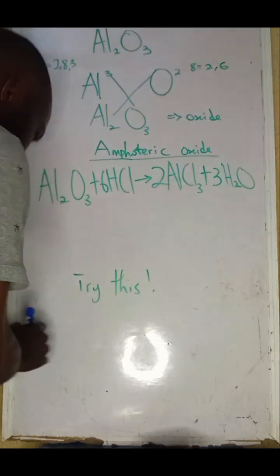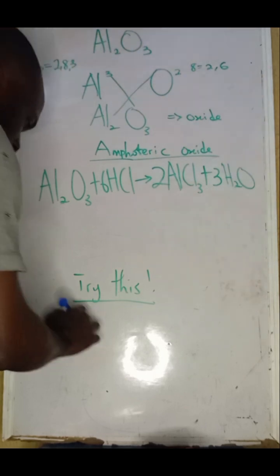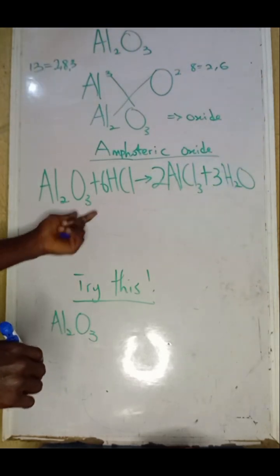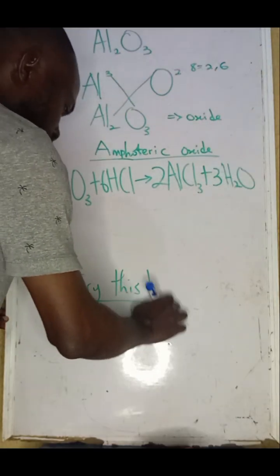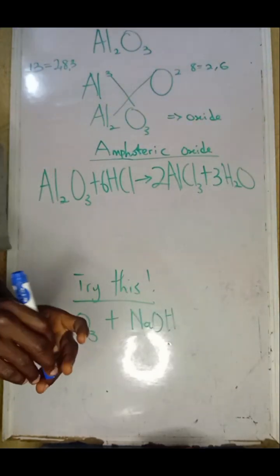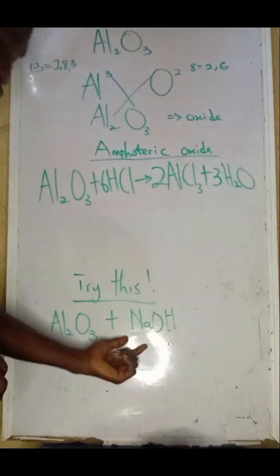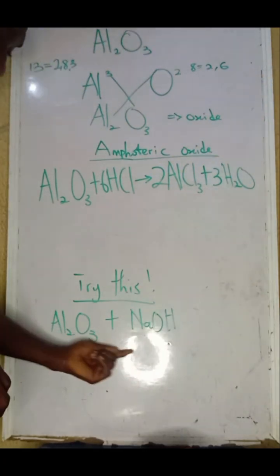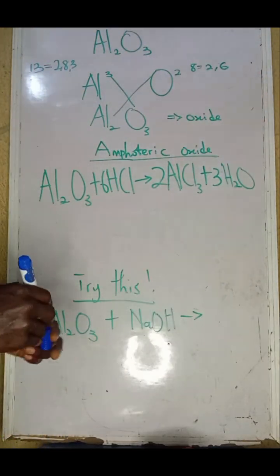Try this on your own: the reaction between aluminium oxide, which we say is an amphoteric oxide that can behave both as a base and as an acid, and a strong base. Here it will be donating a proton, whereas it accepts a proton when acting as a base. It will act as an acid here. So give me the complete equation for this reaction also.